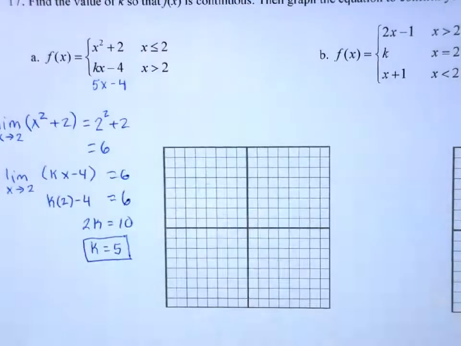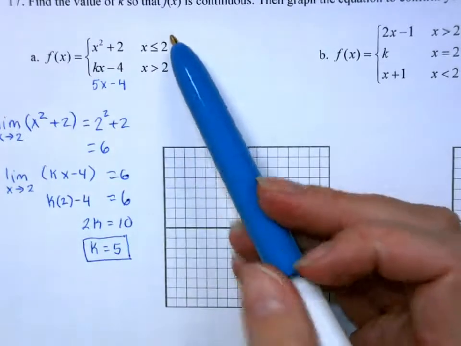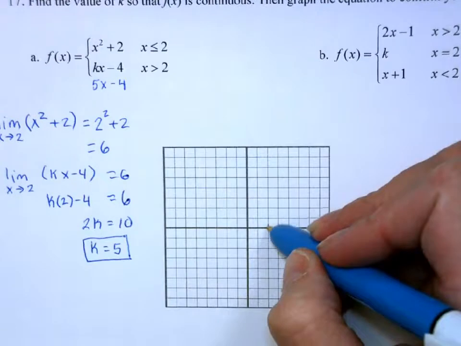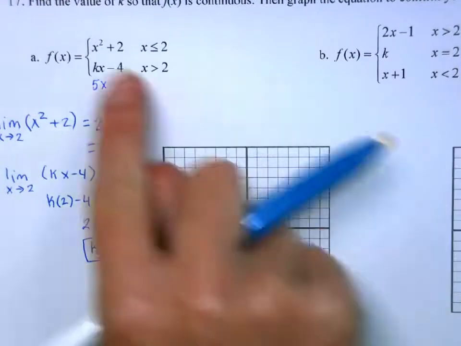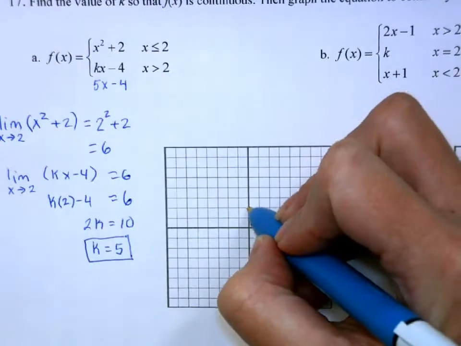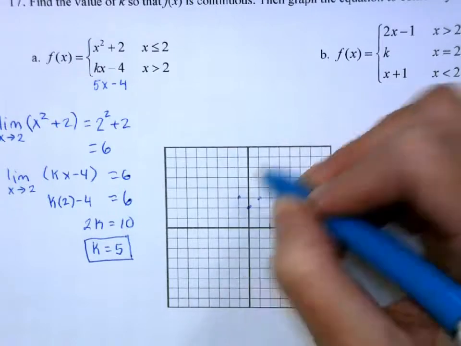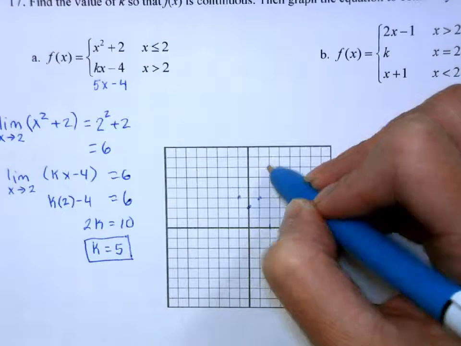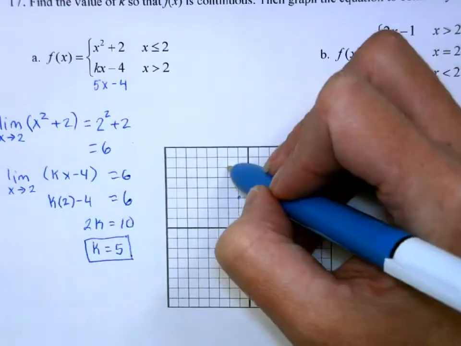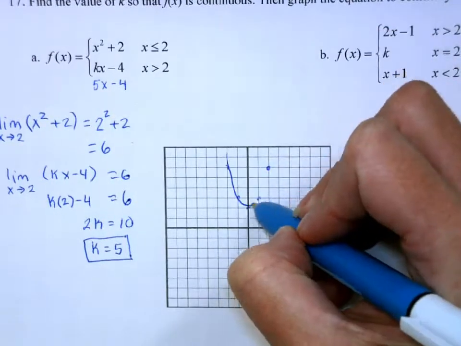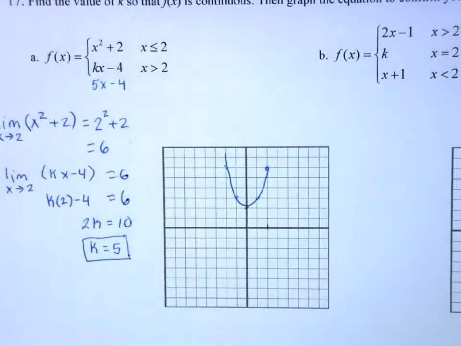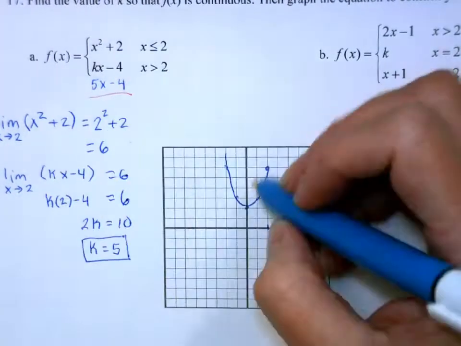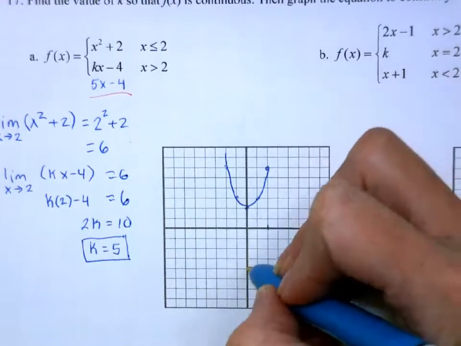This is going to be when x is less than 2. This is going to be when x is greater than 2. So our boundary's there. We know what a parabola moved up 2 units looks like. Here. And 4 to 6, which we know. So this will be here. And then it's going to stop at that point, and then we're going to graph 5x minus 4. So 5x minus 4 would go down here, up 5 over 1, up 5 over 1.